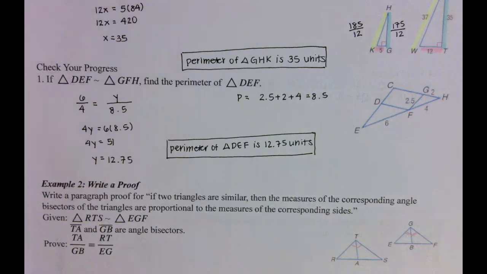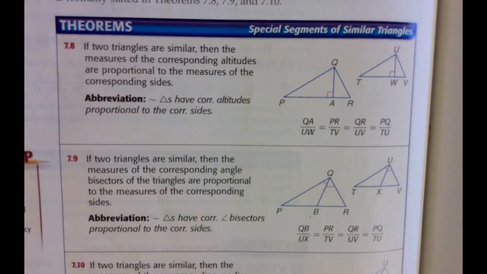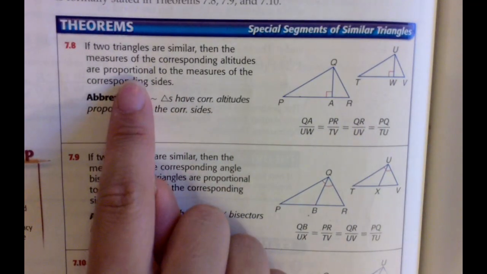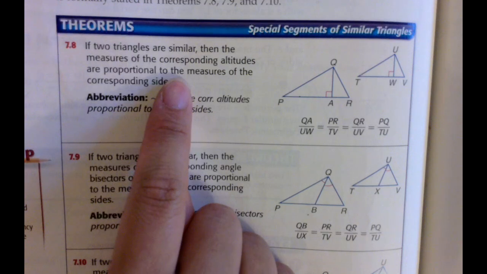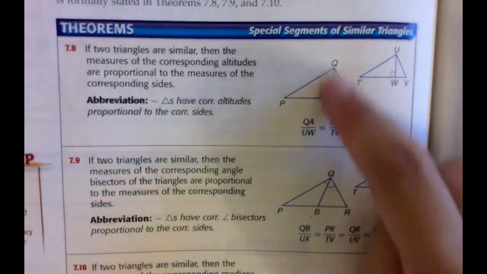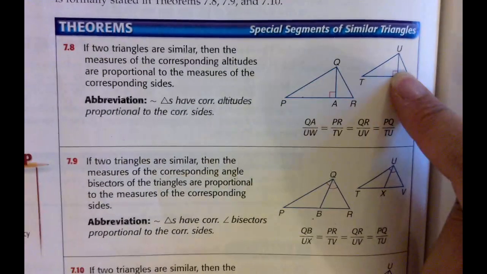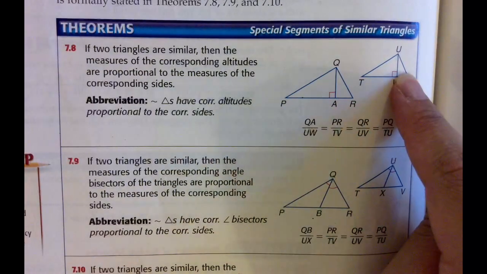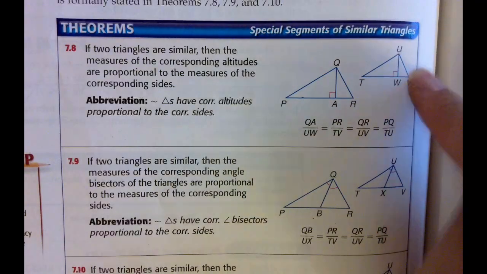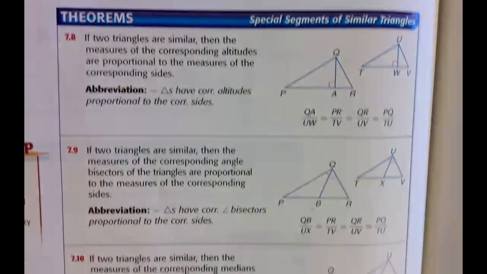Okay. So now, before we go on to example 2, let's talk about several more theorems about similar triangles. If two triangles are similar, then the measures of the corresponding altitudes are proportional to the sides. So QA, that's the altitude in this triangle, over UW corresponds with PR over TV, QR over UV, and PQ over TU.